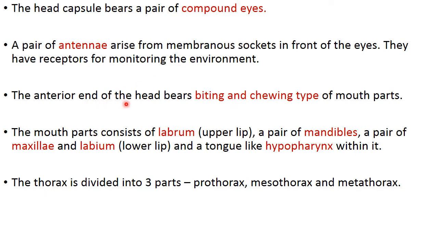So जो anterior end है head का, what it bears is biting and chewing type of mouth parts. अब माउथ पार्ट्स में क्या क्या है, एक तो लेब्रम है equivalent to our upper lip, साइड में एक pair of mandibles हैं जिसपे teeth है for grinding the food, और उसके साथ ही a pair of maxillae है and the labium, that is the lower lip. इन सब चीज़ों के बीच में एक tongue-like hypopharynx होगा. So these are the different mouth parts: labrum, mandibles equivalent to our teeth, maxilla, labium that is at the lower side, and a tongue-like hypopharynx. अब जो thorax है, it is divided into 3 parts, as we said, prothorax, mesothorax and metathorax.